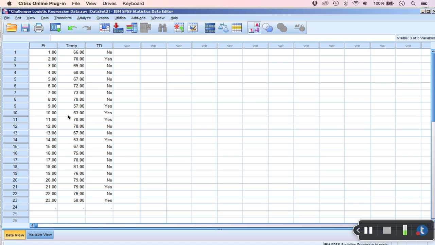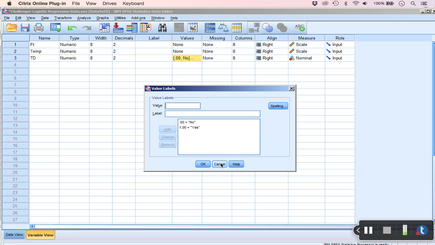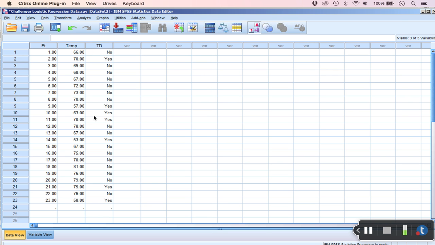Going back to SPSS, we have a new data set here. We have data from 23 different flights from NASA. We have the temperature of the day that was launch day. And then this third column, we have thermodistress, which means damage to the O-rings. So you can see that it's been coded with yeses and nos. If we go to our variable view, it's a nominal measure, and you can see I've categorized it with 0 equals no, 1 equals yes.